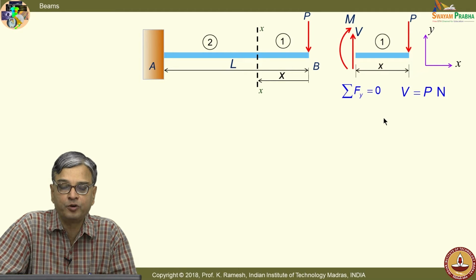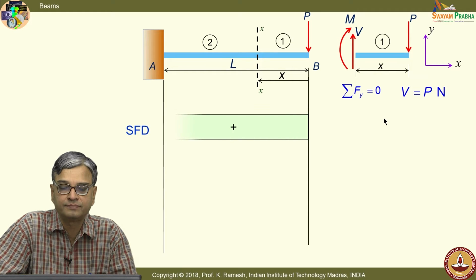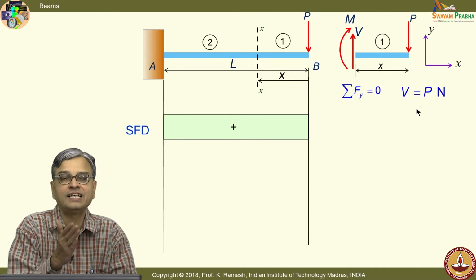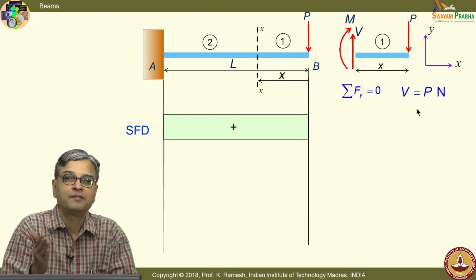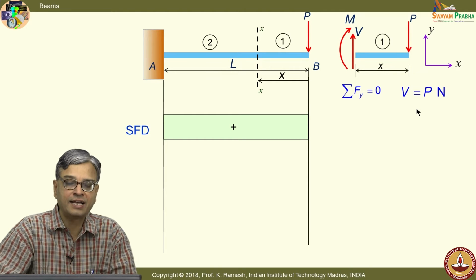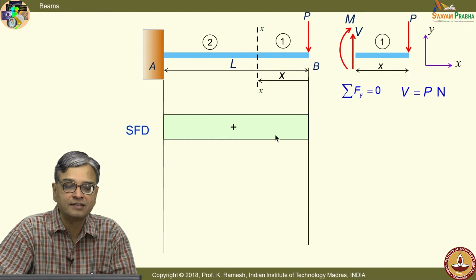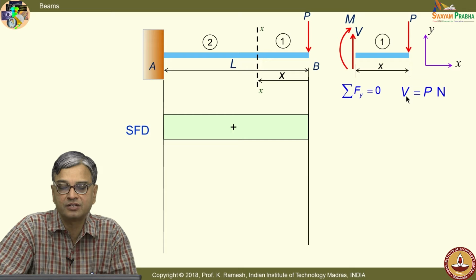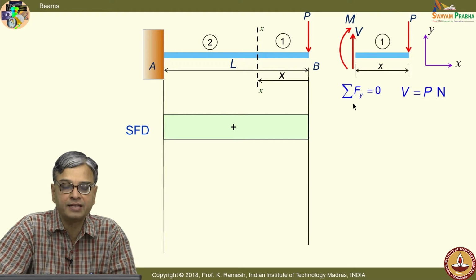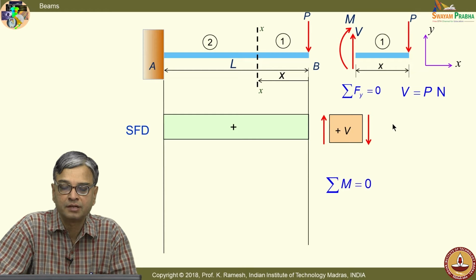And similarly, I can put M equal to 0. I have drawn the shear force diagram. See, this remains constant. I have taken a generic section. Because it is constant, I can easily draw this shear force diagram as a rectangle like this, and I have this shear force value as P. Now, let me apply the other condition, M equal to 0.